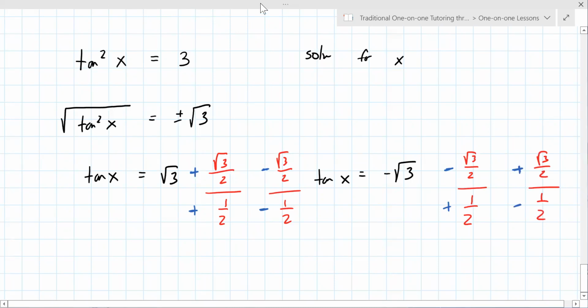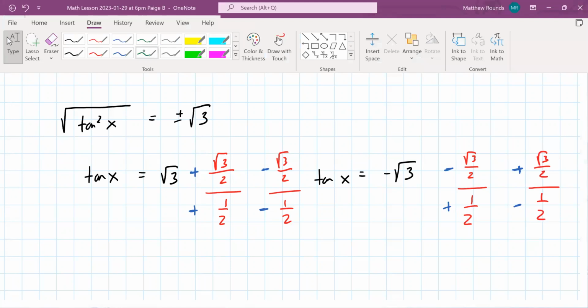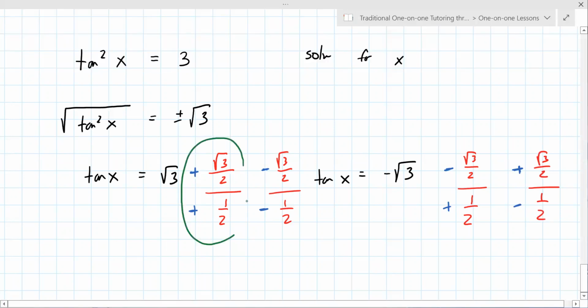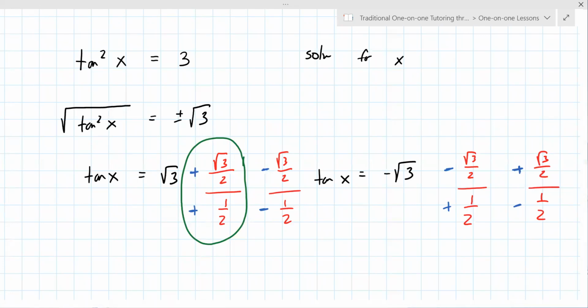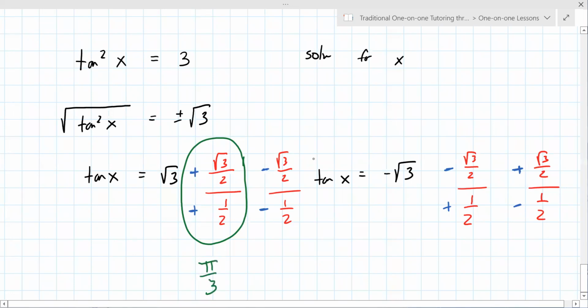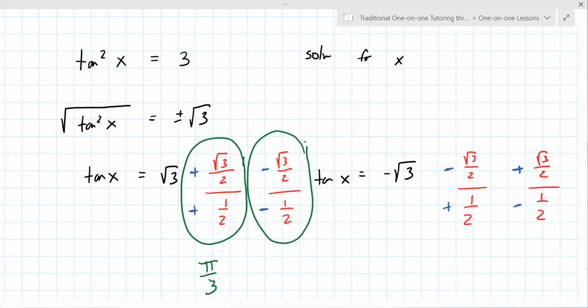So this first one in green, you're looking for where the y value is positive square root of 3 over 2, and the x value is 1/2. Pi over 3. Yes, this is pi over 3. Then you're looking for where they're both negative, but the y value is minus √3 over 2 and the x value is minus 1/2. 4 pi over 3.